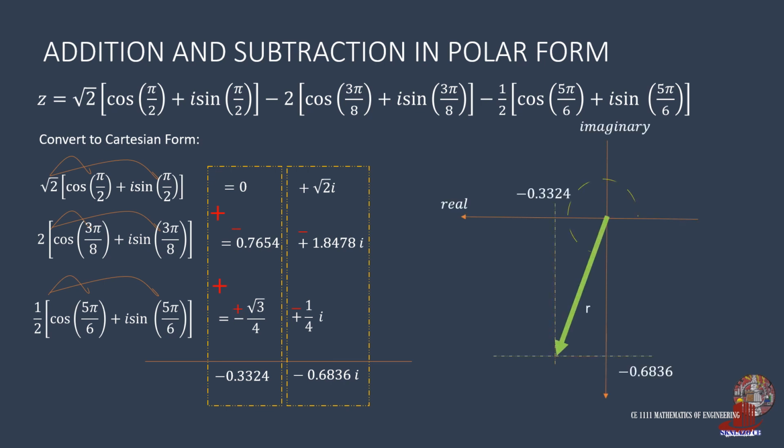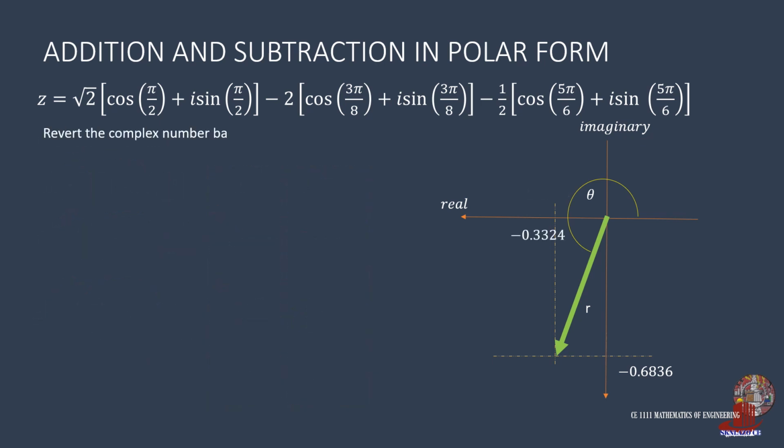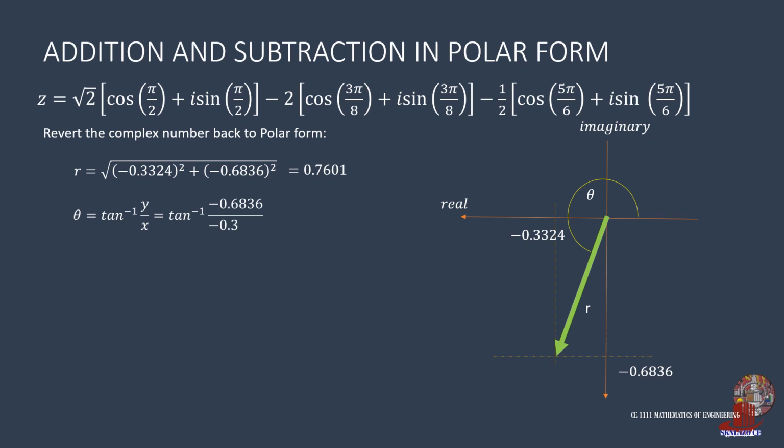With negative 0.3324 on the real axis and negative 0.6836 on the imaginary axis, we have a vector in the third quadrant. Next is to revert the result into its polar form. Take r as root of the squares of negative 0.3324 and negative 0.6836 to get positive 0.7601. The argument is the inverse tangent of negative 0.6836 over negative 0.3324 to get 1.12 radians.